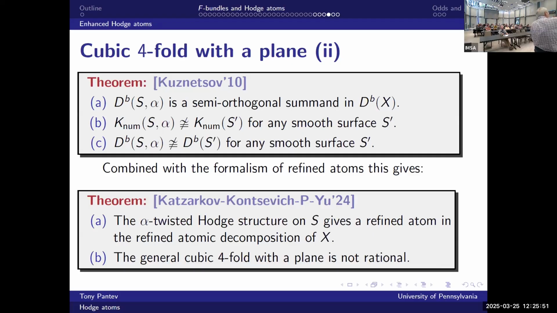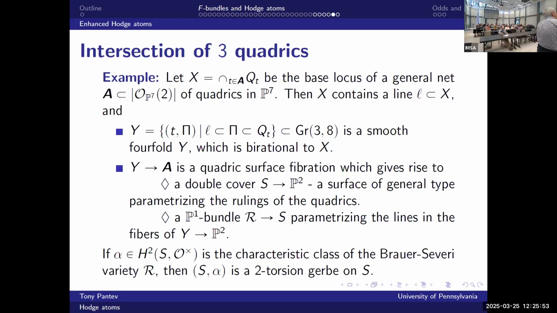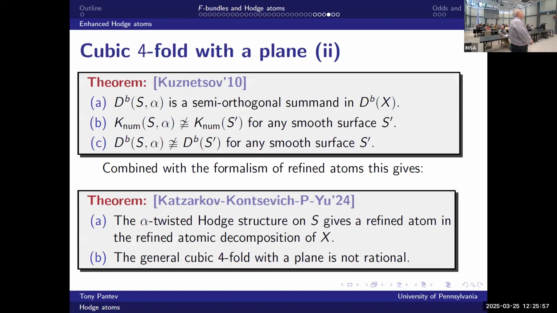Once you feed that into the formalism of enhanced atoms, you get that this alpha-twisted category is a refined atom, refined with the pairing and the integral structure, for the general cubic fourfold with the integral structure. So again, the genericity is not relation genericity. You have one extra cycle, but you don't have any.